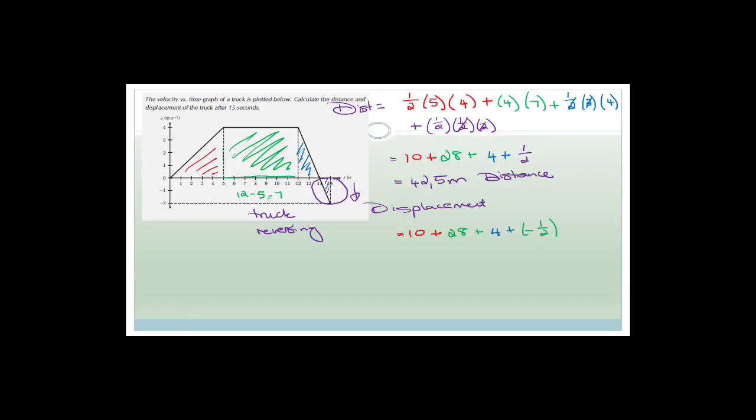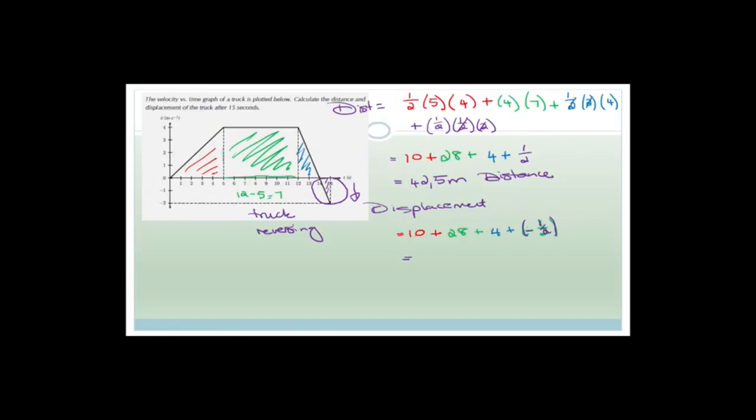This bit here is going backwards. I don't know why I made it green. Let's just fix that. That's purple. Going backwards, right? So therefore, that is still going to be 10 plus 28 is 38 plus 4 is 42.